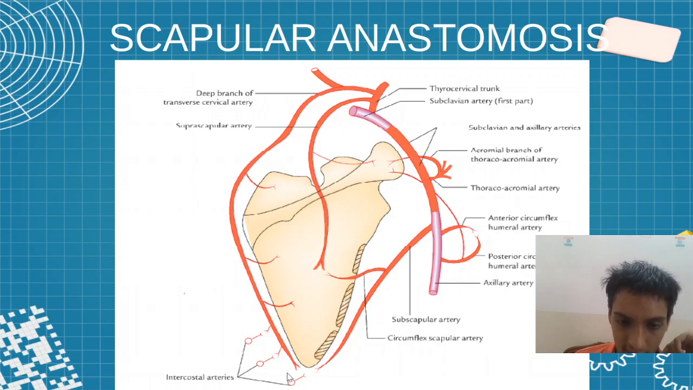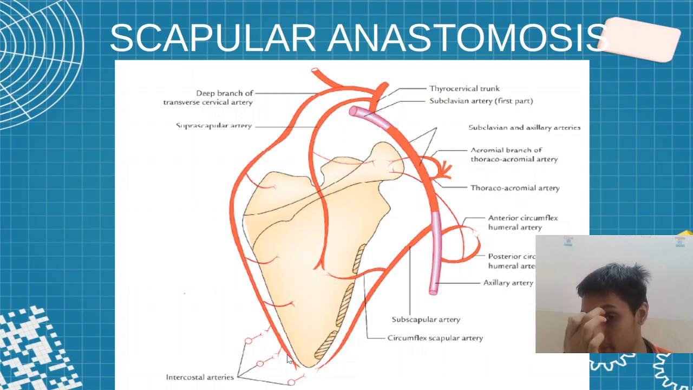Right, and here also we are finding the end arteries are formed between the small branches of the transverse cervical, the deep part, and the intercostal arteries. We are finding that there is an end artery formation.